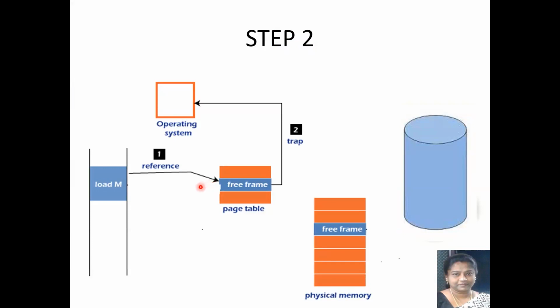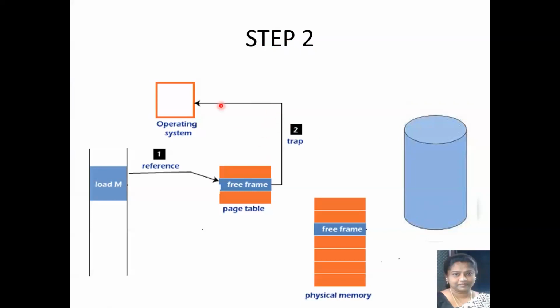In step 2, assume that that particular page is not there in the main memory. So if that page is not there in the main memory, what will happen? A trap will be sent to the OS. That is, if the page is marked as invalid, which means the page is currently not available in the main memory, hence it is a page fault. So whenever a page fault occurs, immediately a trap will be sent to the OS. What is meant by a trap? It's a software interrupt which is generated to indicate that the particular page which had been requested is currently not in the main memory. So now the OS has to take some action.